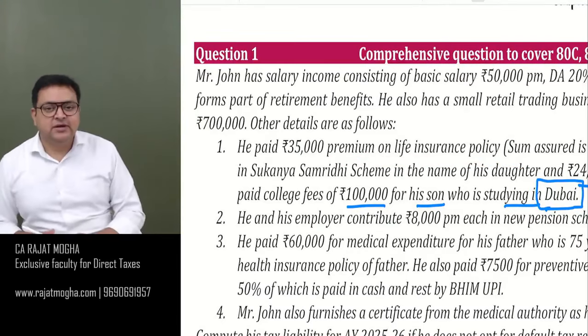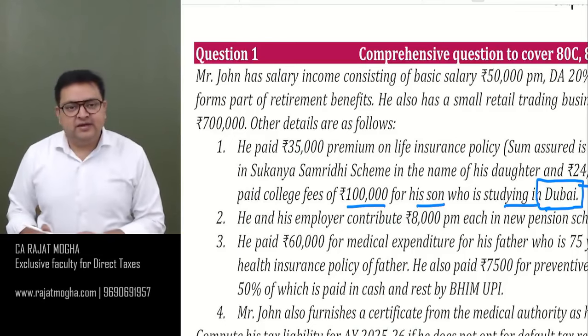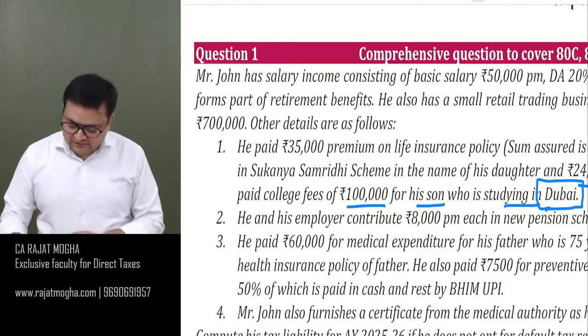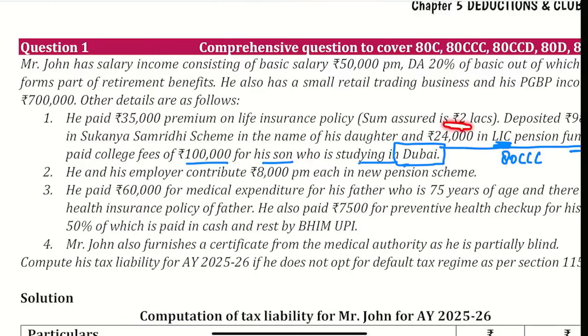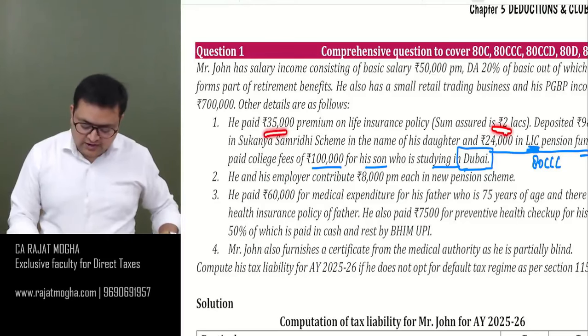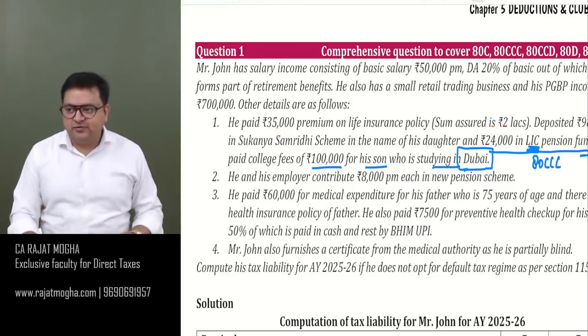Now we understood that this assessee is partially blind. So now it will be increased to 15%. So how much we will take? 2 lakh into 15% is 30,000. So 35 still we can't take, but 30,000 we can take. Everybody is okay with it?